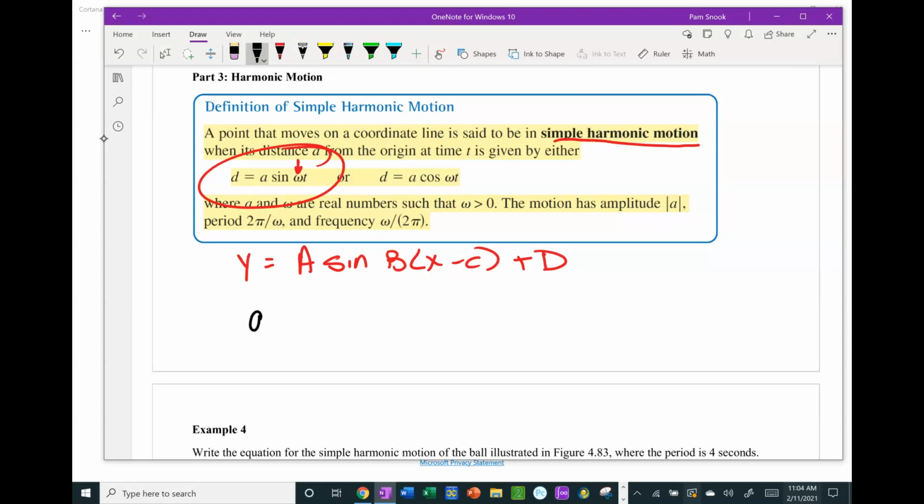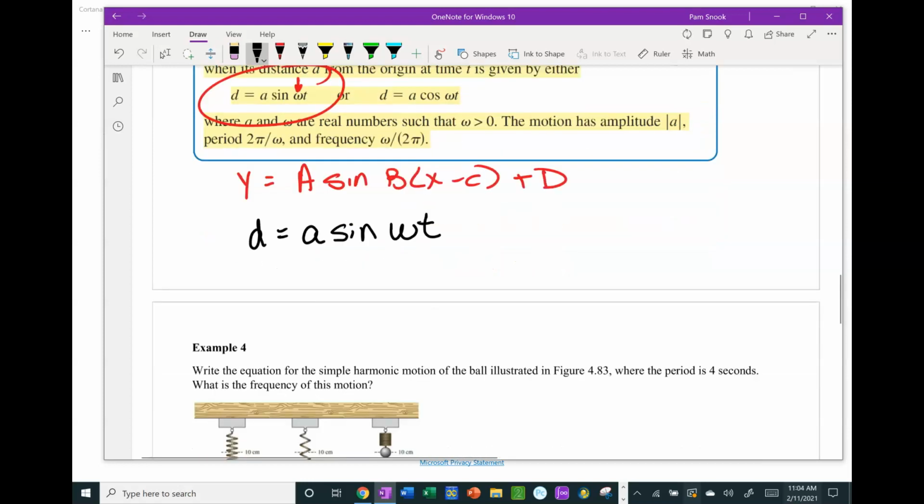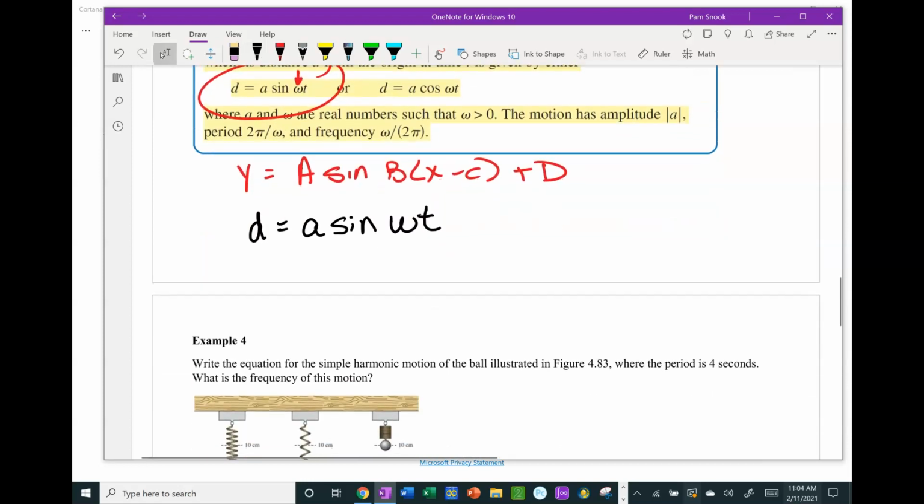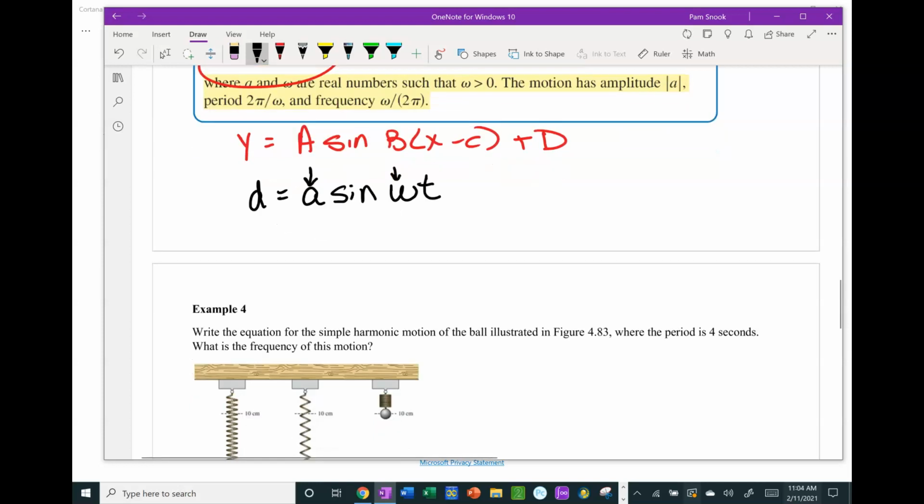We're used to saying that y equals a sine of b x minus c plus d. But in harmonic motion and also in electrical engineering, we change our notation a little bit. And it becomes d equals little a, so instead of our capital A, we're doing little a. Sine stayed the same. And this time, instead of b, we're going to use omega. And we're not doing a distance, we're doing over time. So that's why we're using t. So all we have to do is find a and find omega, and we can write our equation.